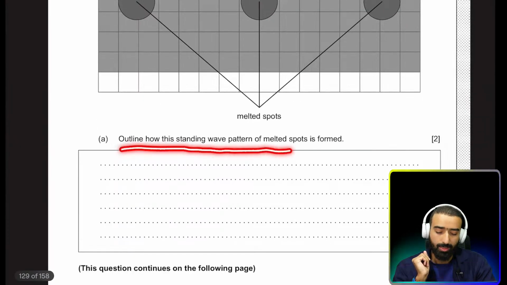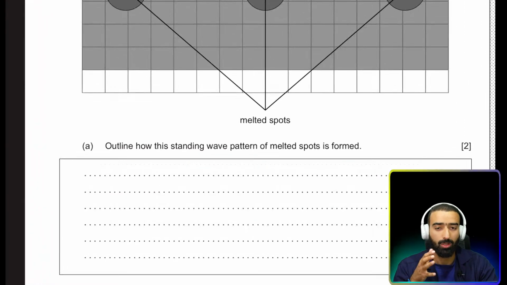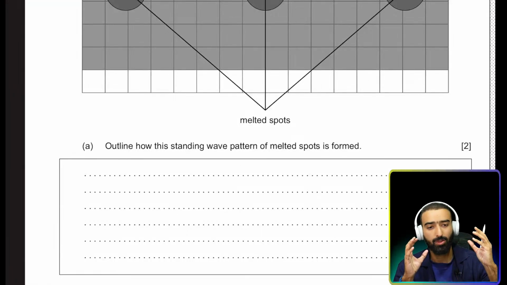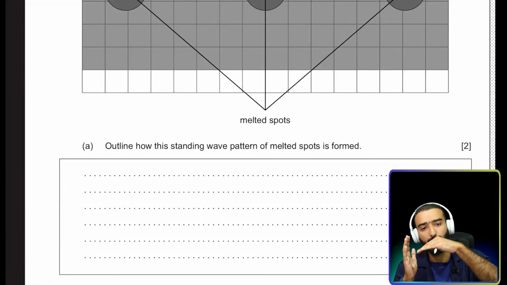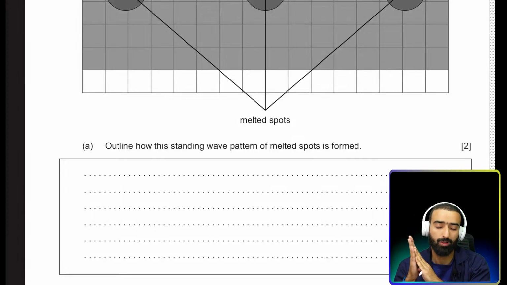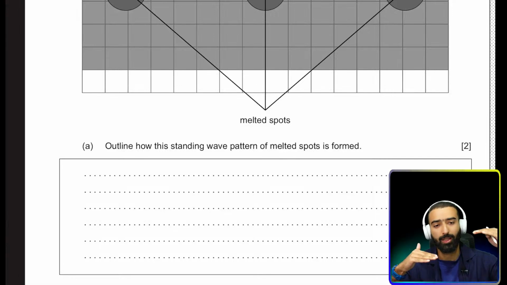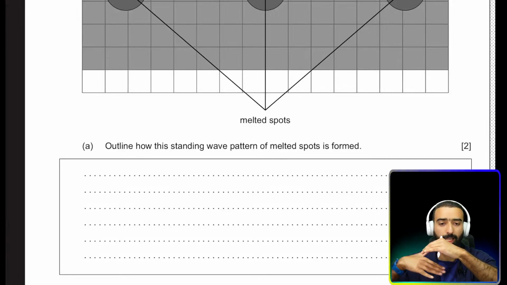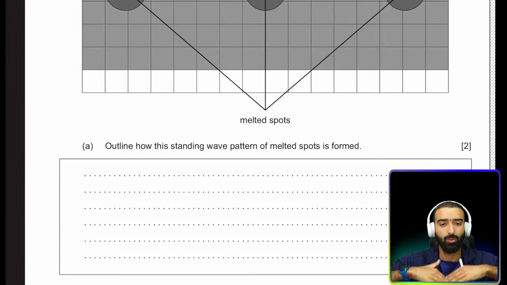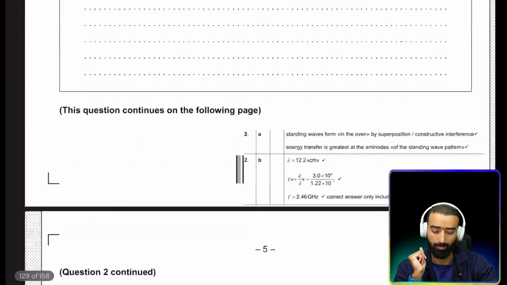Outline how this standing wave pattern of melted spots is formed. So the question is, how are standing waves formed in the first place? We have a source that emits a wave, that wave goes and reflects from the end, from the wall of the oven, and that reflected wave travels back. So we have an incoming wave and a reflected wave. These two waves interfere and we get a standing wave pattern. That answers this part of the problem.